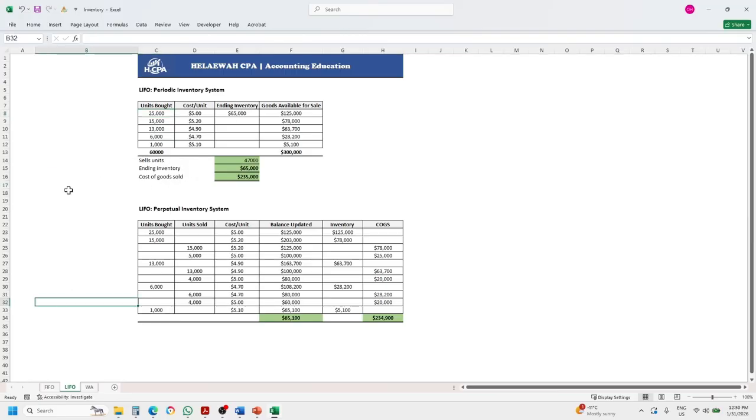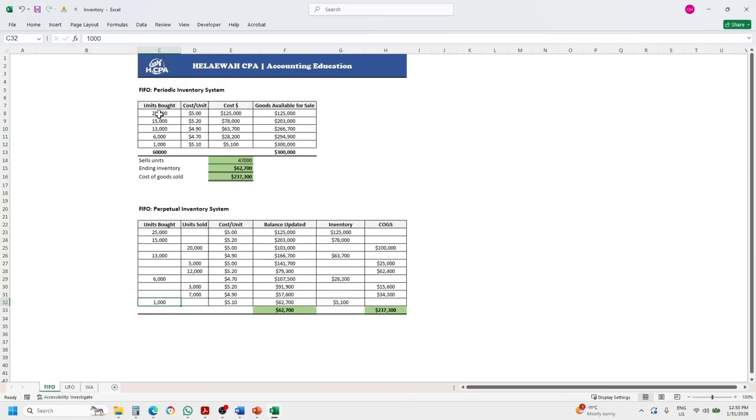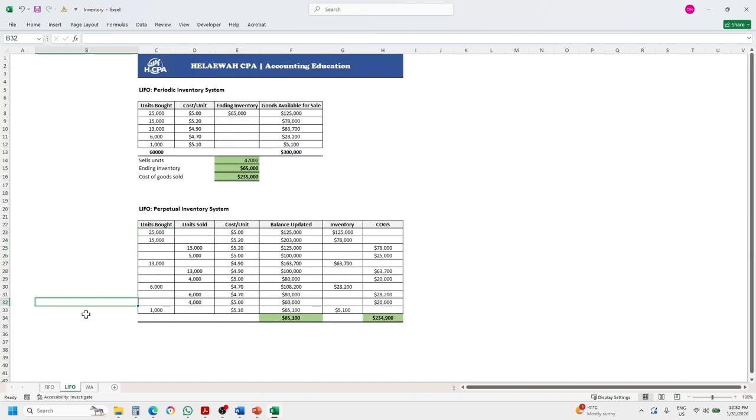Now for the tricky part: LIFO in the perpetual inventory system. In FIFO, we start from the beginning and go down both ways, so we start from the same point and end at the same point. In LIFO in the periodic system, we start from here and go up. But in a perpetual system, we don't start from here. We start from the ending balance after each transaction.